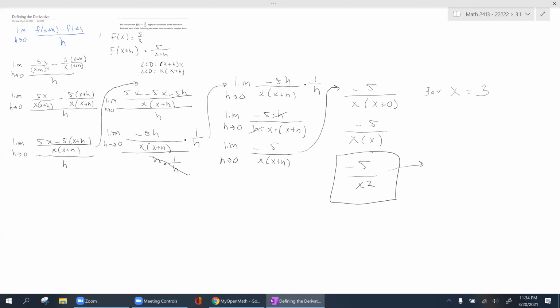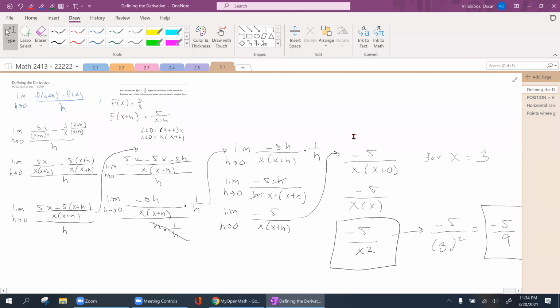So if I would have asked you to define the derivative of the function 5 over x for x equals 3, we would do the same thing. Nothing changes. We're going to get this new function, the derivative, and then plug in a 3 and simplify. I should get a numerical value. So the derivative of that function at x equals 3 would have been negative 5 over 9.